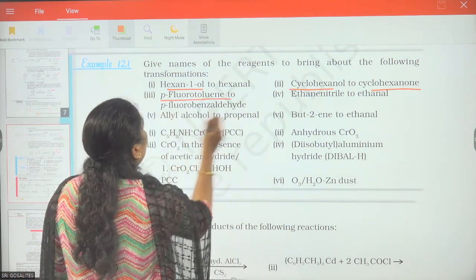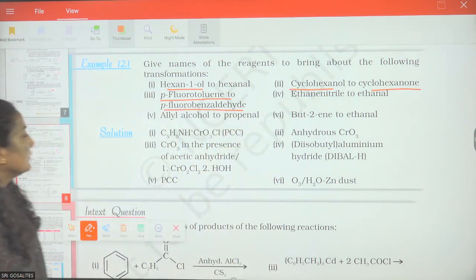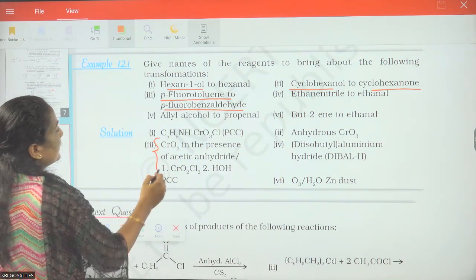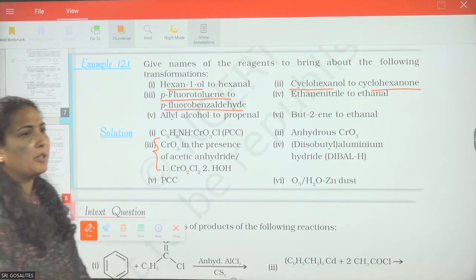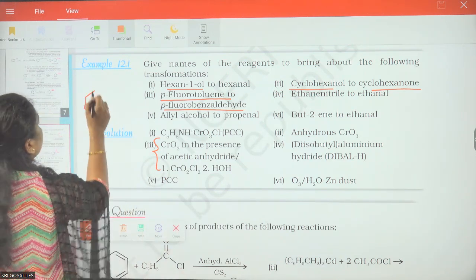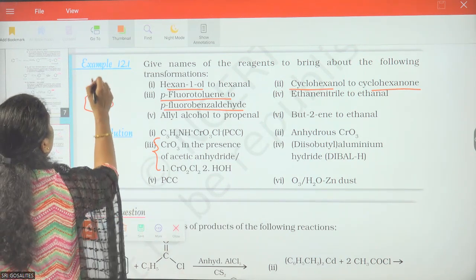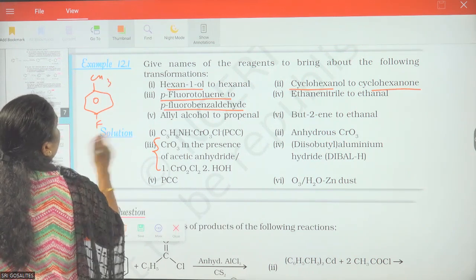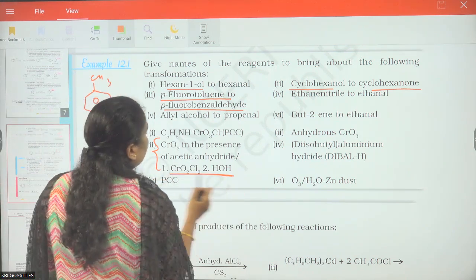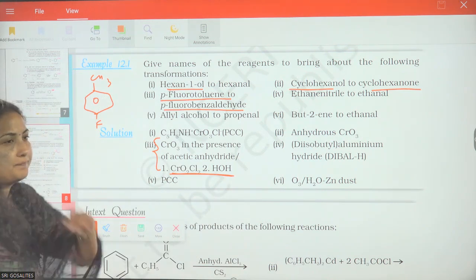Now, parafluorotoluene to parafluorobenzaldehyde. Basically you can have CrO3, a mild oxidizing agent, which will be able to do that. Or else you have this parafluorotoluene, CH3, and this is there. Then this is the Etard reaction which we have to remember, right?